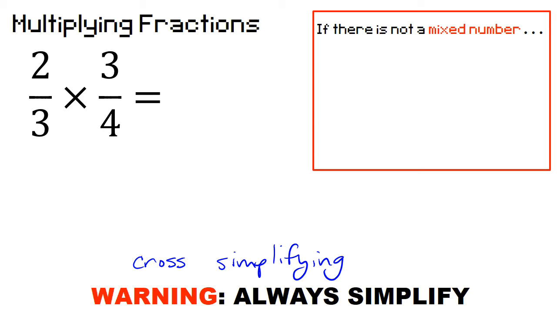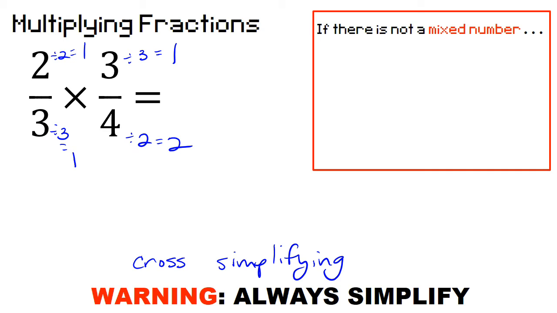So let's start with the 3's. And so we know that our greatest common factor for 3 and 3 is 3. And so when we simplify it down, they both equal 1. And let's go ahead and simplify 2 and 4. So we can go ahead and divide by 2. So that's going to equal 1. And 4 divided by 2 is 2.